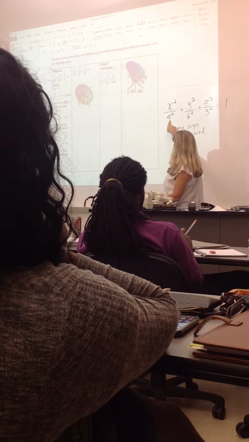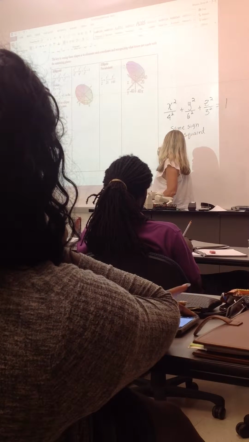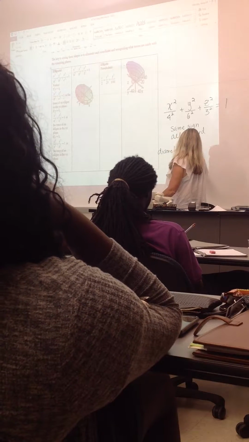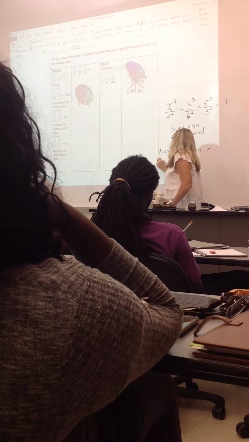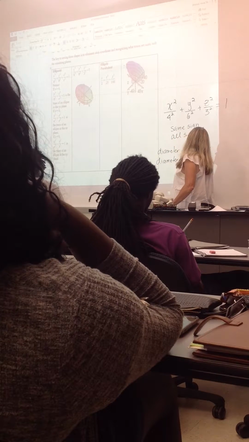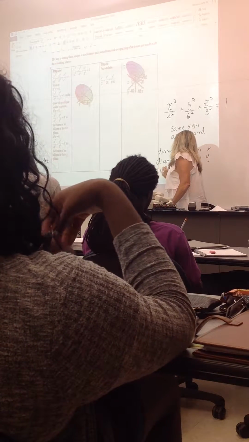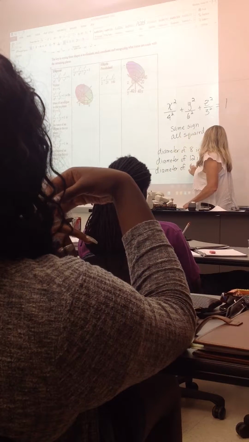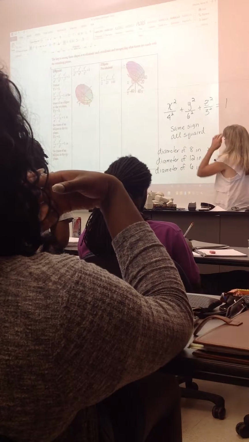So this ellipsoid has a diameter of 8 in the x direction. Okay, it has a diameter of 8 in the x direction. It has a diameter of 12 in the y direction, and it has a diameter of 6 in the z direction. So where am I getting that?